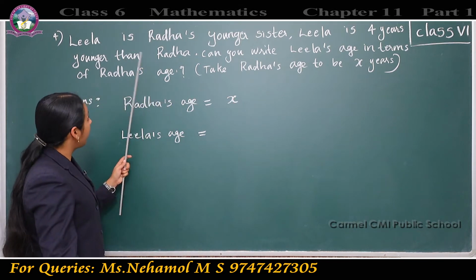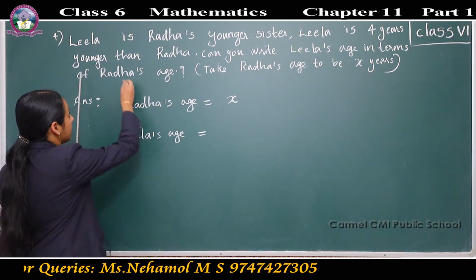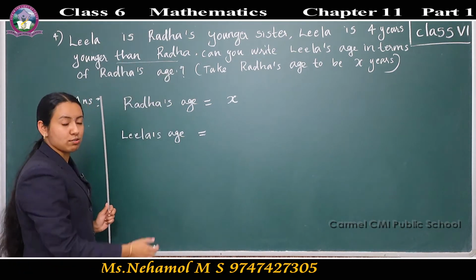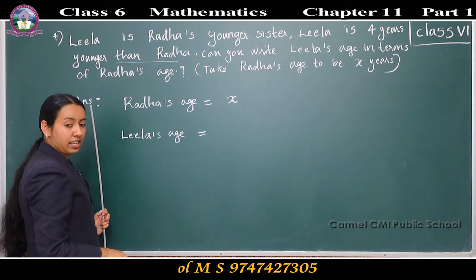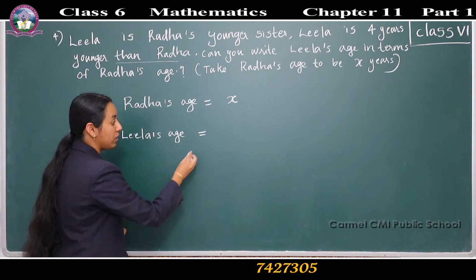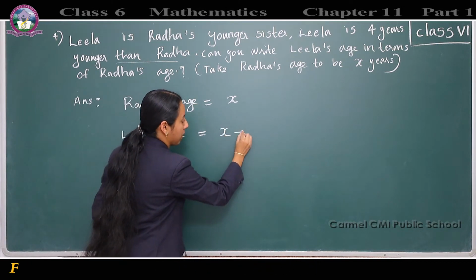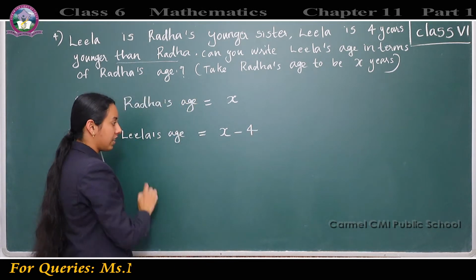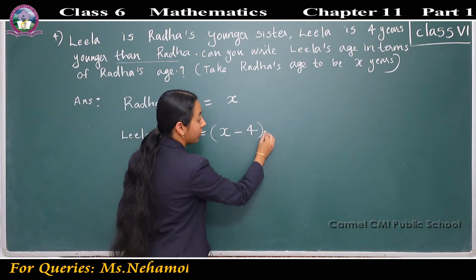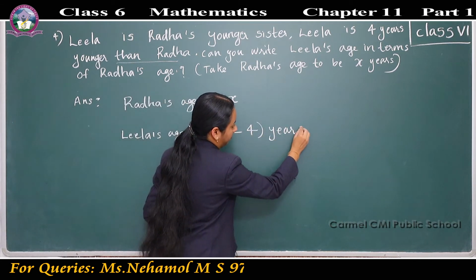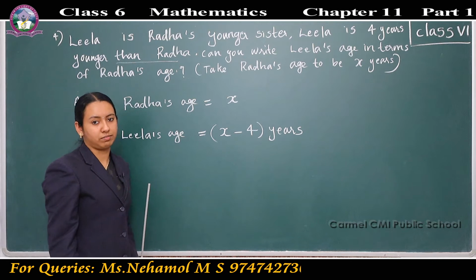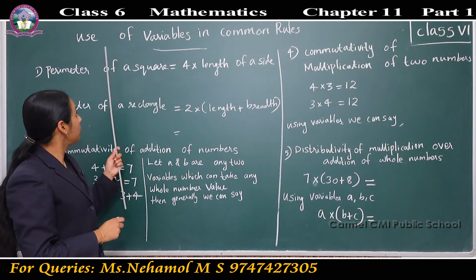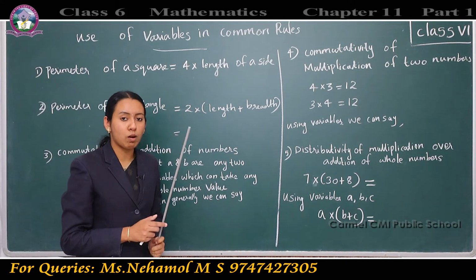Then Leela is 4 years younger than Radha. So, what will be Leela's age? Leela's age will be x minus 4. Isn't it? Leela's age is x minus 4 years. That is the answer.